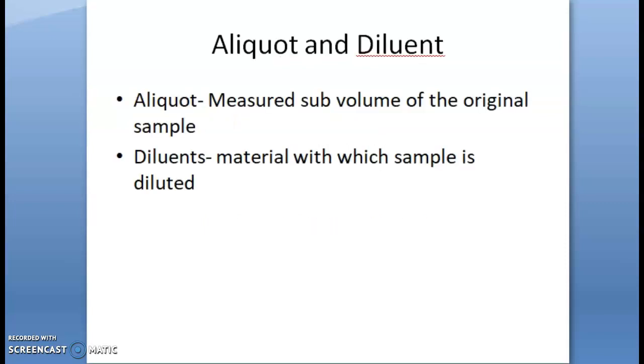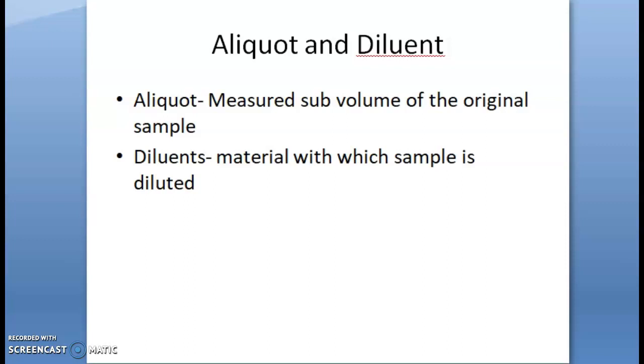So let us see the difference between aliquot and diluent. What is an aliquot? It is measured subvolumes of the original sample, and diluents are the material in which the sample is diluted. For example, if you are from the chemistry background, you must have done the experiments in the laboratory, and we have beakers labeled with dilute solutions and also with concentrated solutions. So I'm sure you know what is diluted. We dilute it mostly with a water base.